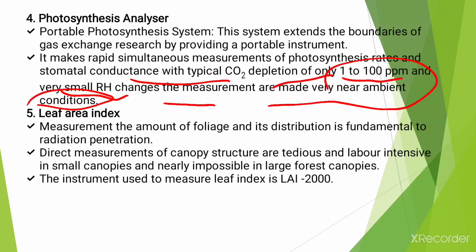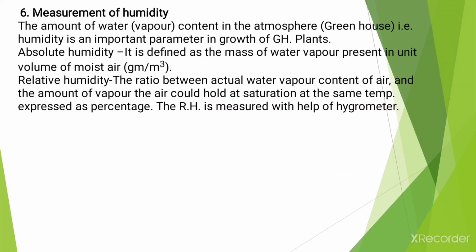Then leaf area index measurement. The amount of foliage and its distribution is fundamental to radiation penetration. Direct measurement of canopy structure is tedious and labor intensive in small canopies and nearly impossible in large forest canopies. The instrument used to measure leaf area index is the LAI 2000, meaning leaf area index 2000.